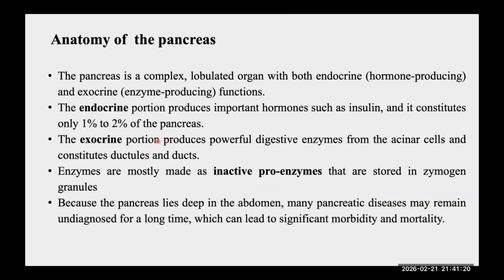As we mentioned, the exocrine portion releases the digestive enzymes from the acinar cells and also includes the ductules and the ducts. And this is very important information: enzymes are made as inactive proenzymes that are stored in zymogen granules. Basically, subhanAllah, it's a protective way of storing the enzymes inside of the pancreas, so that they're not in their active forms. A proenzyme is an enzyme that needs activation, and usually these enzymes only get activated after they are released into the duodenum.